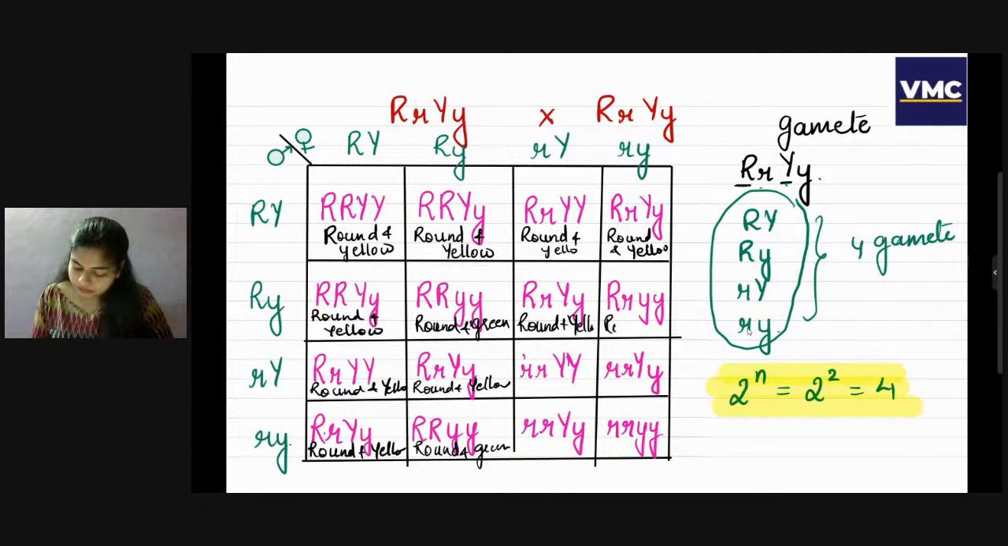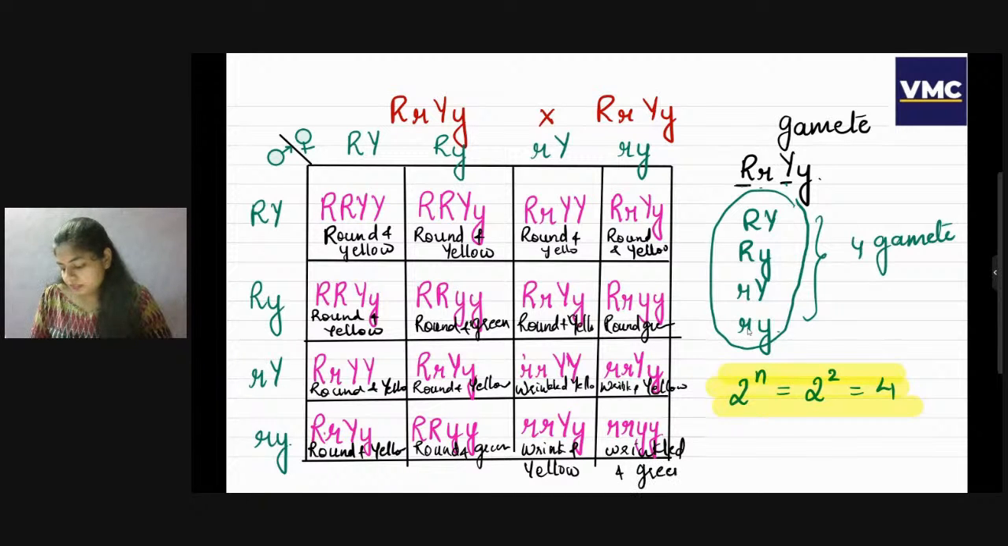This is round, yellow; round, green; this is wrinkled, yellow; this is wrinkled and yellow. What is this? Wrinkled and yellow, and the last one is wrinkled and green.